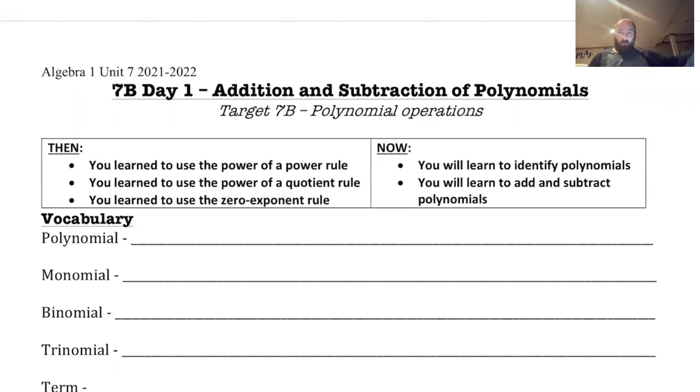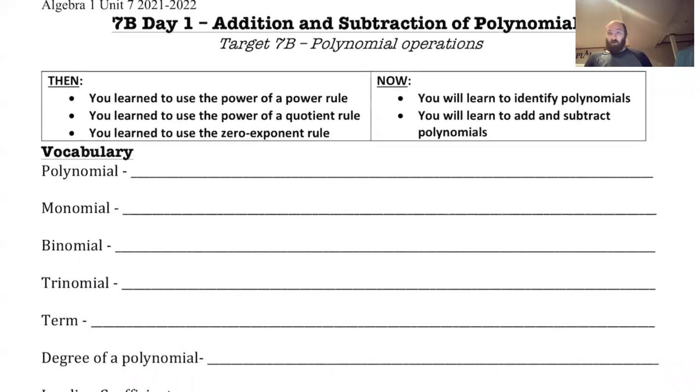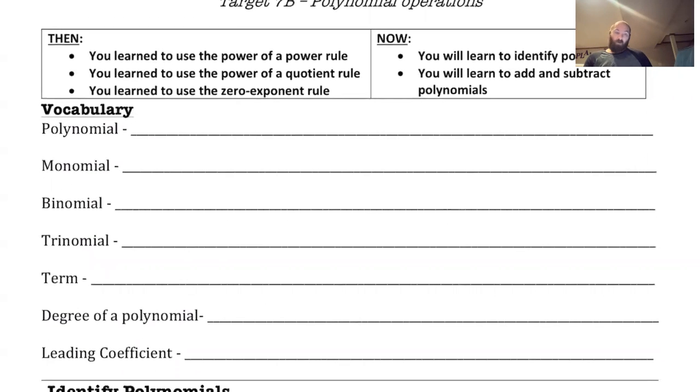Today we're going to be talking about 7B Day 1, addition and subtraction of polynomials. Before we get to that, let's review some of our terms. And let's start with the word term. Okay, so we got a few new vocabulary words to go over.